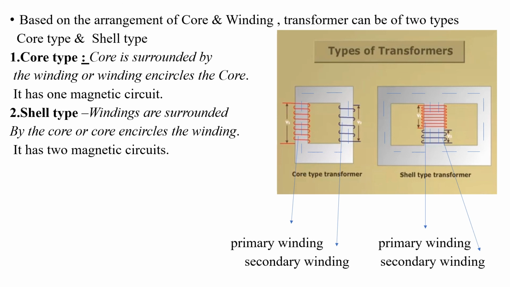So these are the major points about the construction of transformers. The construction of transformer mainly requires two essential things, core and windings.